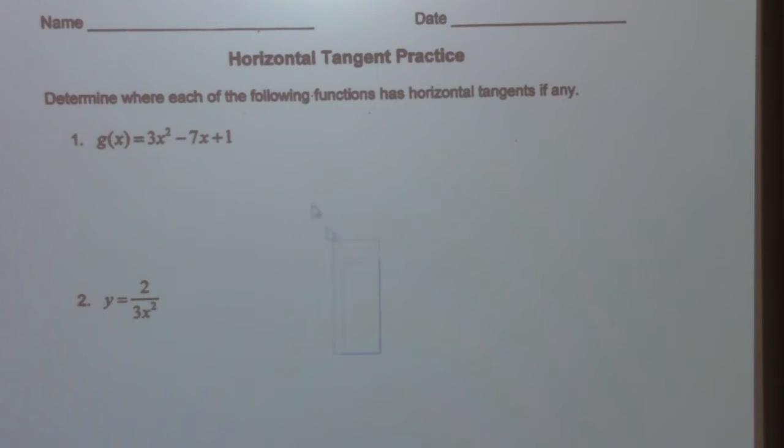So what we do is, horizontal tangents are where the derivative is equal to 0, right? So we say g prime of x is equal to 6x minus 7, right? Yeah, that's right. So if we say 0 equals 6x minus 7, we solve for x, it's 7/6, right? x is equal to 7/6. So that's the answer.